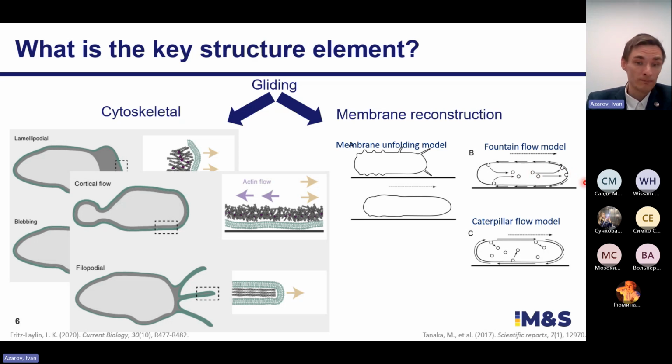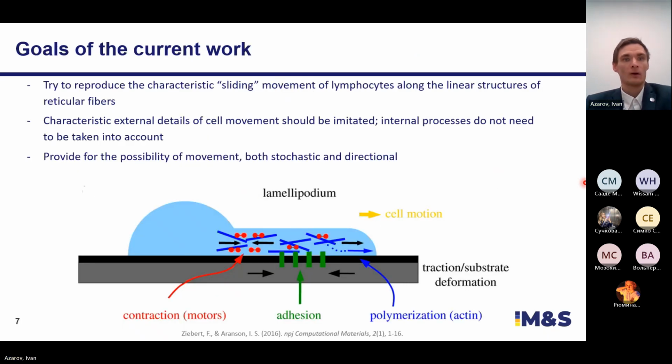But today I will describe motion based on cytoskeletal structures. What is the goal of the current work? I'm going to reproduce the characteristic sliding movement of lymphocytes along special linear structures of reticular fibers. Special characteristic external details should be imitated and reproduced, but internal processes such as adhesion or actin polymerization do not need to be taken into account.